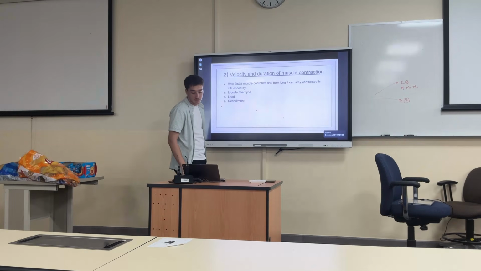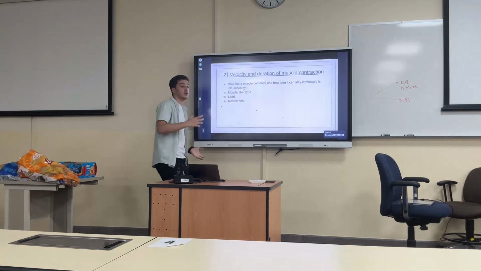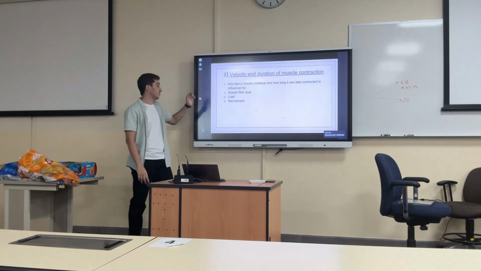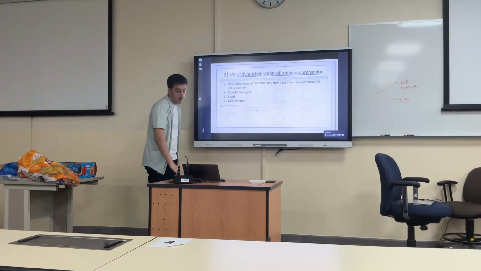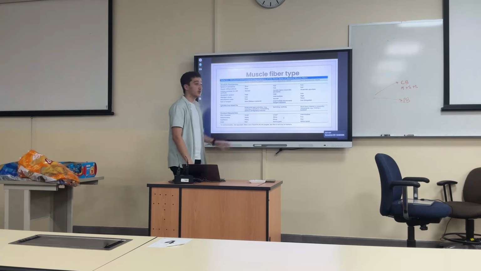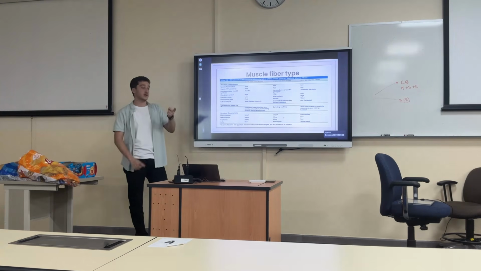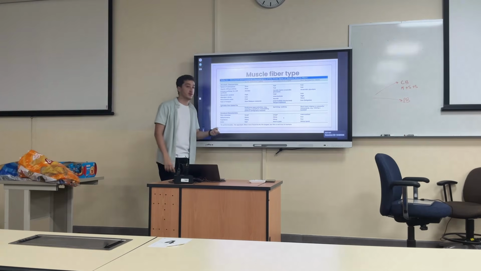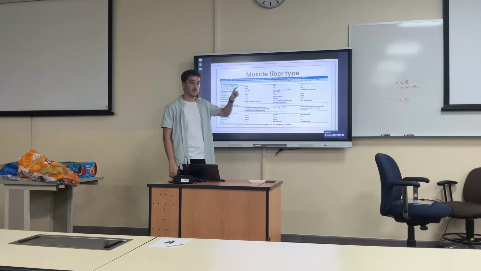The velocity and duration of muscle contraction explains how fast a muscle can contract and how long it can continue before it stops. It's influenced by 3 factors: the muscle fiber type, the load, and recruitment. For the muscle fiber type, we are going to classify the muscle fibers into 3 types depending on 2 factors. The first factor is the speed of contraction, depending on the speed of the myosin cross bridge forming. So we are going to divide them into slow and fast fibers.